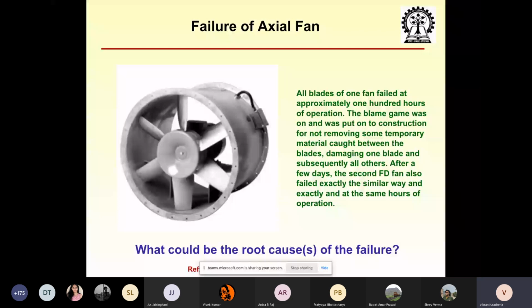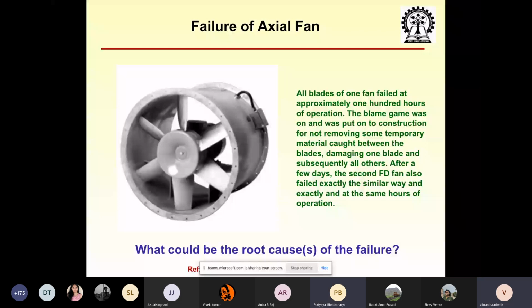And low cycle fatigue is predictable. High cycle fatigue is highly stochastic. You don't know when it will happen, but low cycle fatigue can be predicted. And because of this, all blades were failing exactly after the same amount of time, and this happened in both the cases. And a simple solution to this, what is a simple solution to fix the problem?